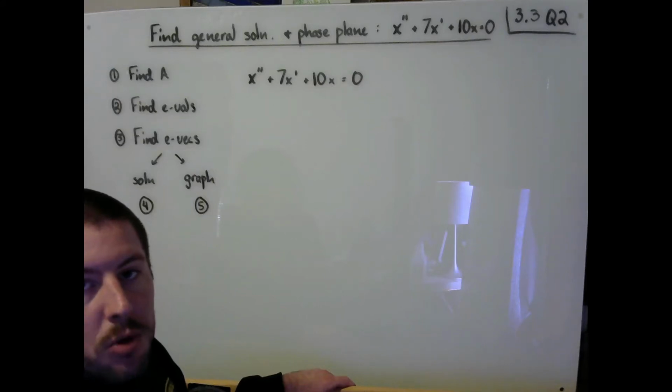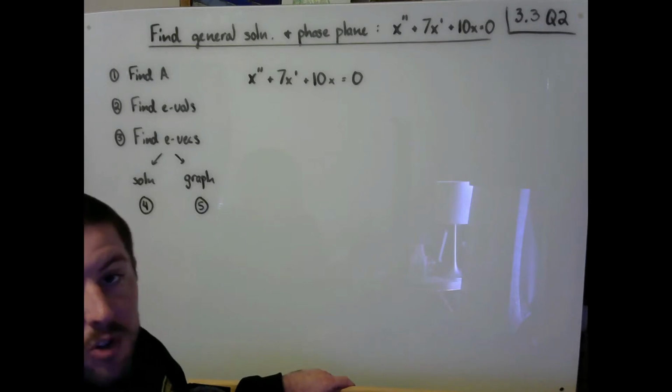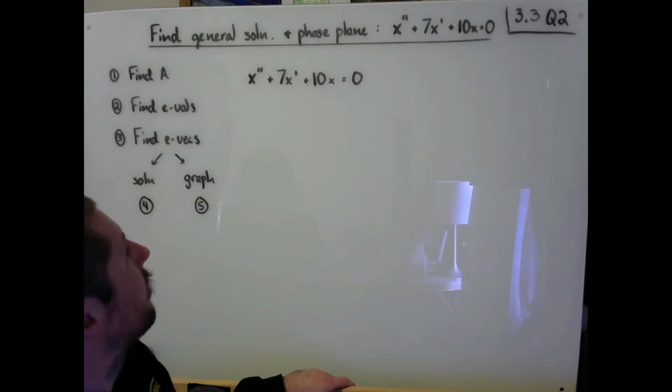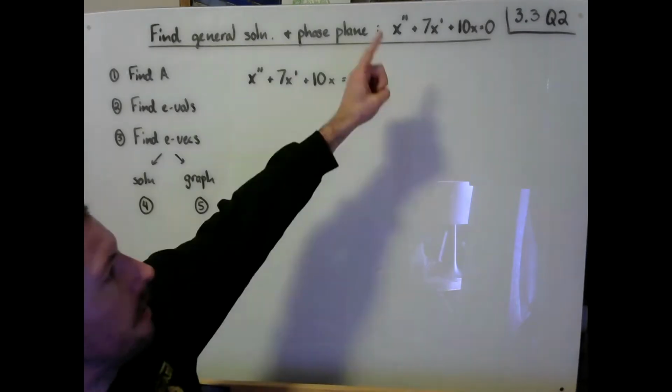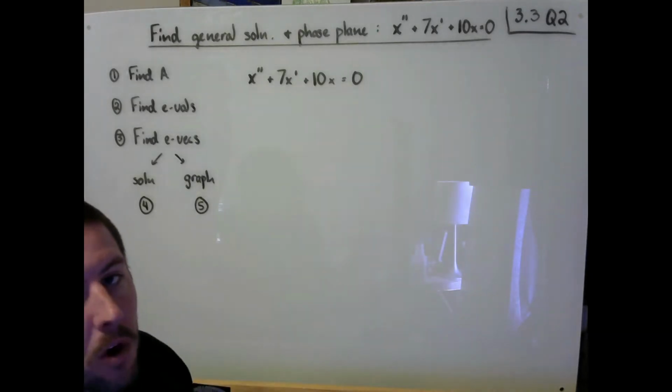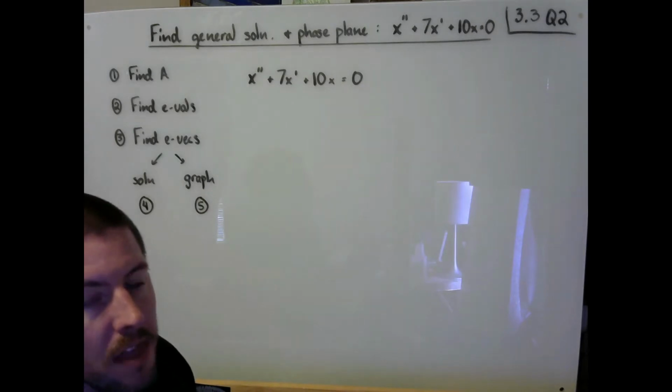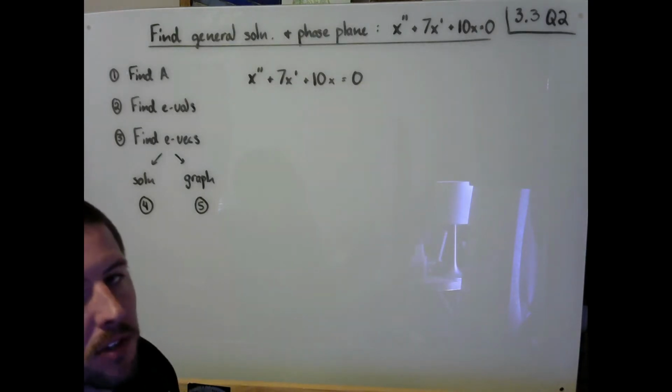Let's take a look at Q3 from section 3.2. In this example, I'm giving you sort of the shortest question that I'll ask here, which is just find the general solution, or graph the phase plane, not giving you much. Very importantly, I've given you a second order single differential equation rather than a system of linear differential equations.